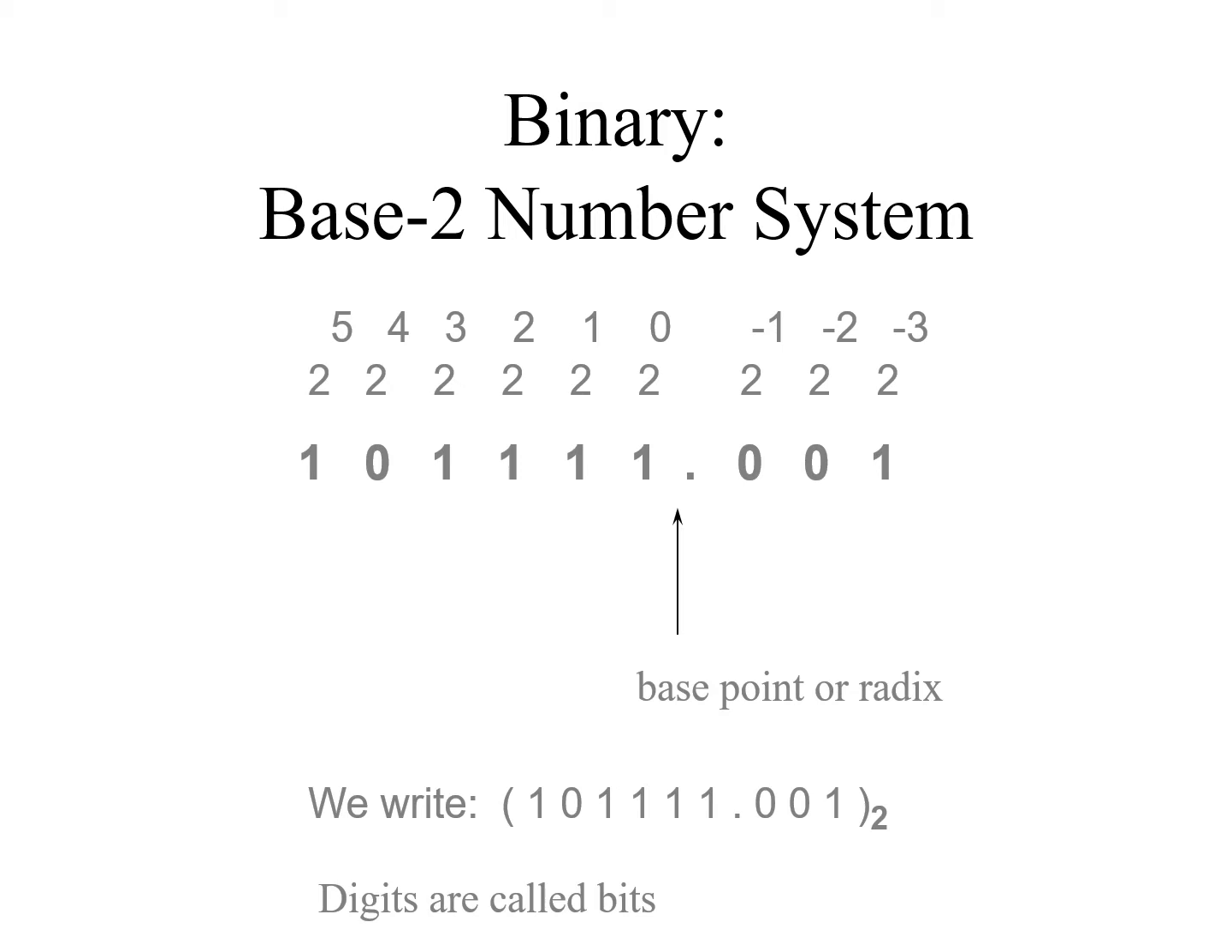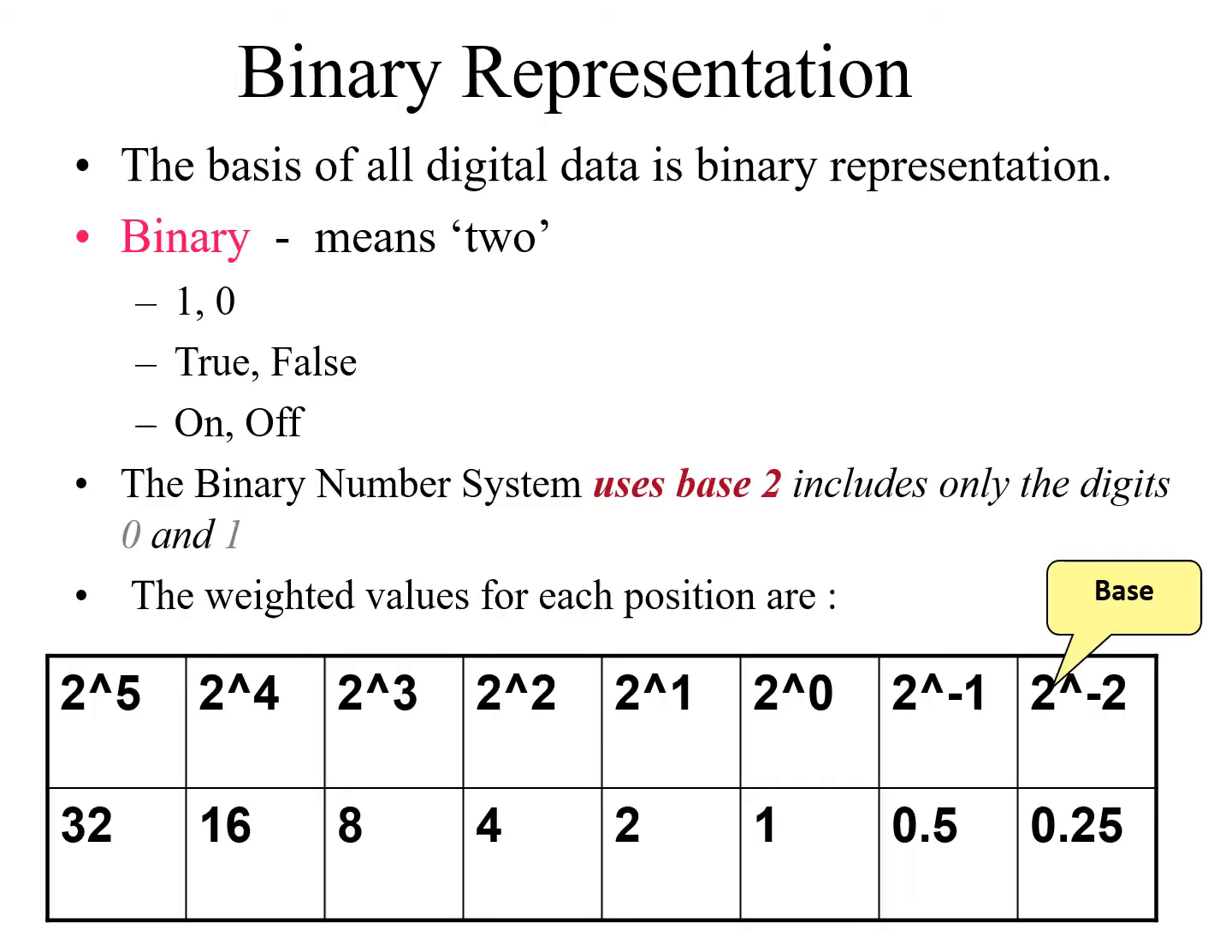Here the digits are called bits. Binary representation. The basis of all digital data is binary representation. Binary means 2: 1, 0, true, false, on, off. The binary number system uses base 2 and includes only the digits 0 and 1.